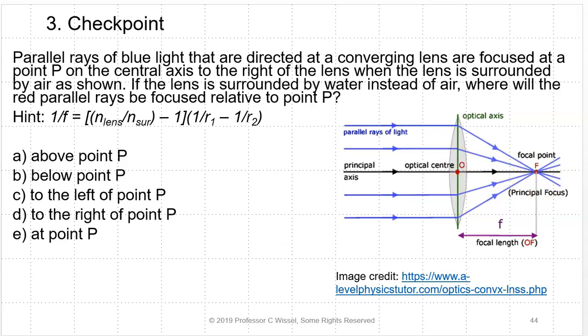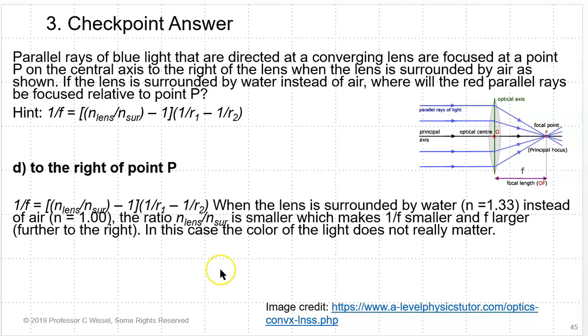It'll still be further out to this side, okay, but just probably not quite as far, because blue light will have a tendency to focus closer than red light will. Blue light gets bent more than red for most materials. So it's basically the same question as before. It'll still end up being to the right of point P.